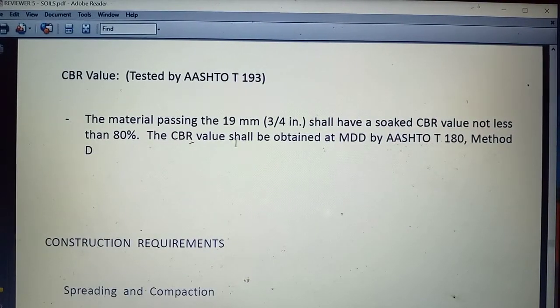So, this is the CBR value. So, the material passing the 19 mm or 3/4 inch, okay, this is the size of the sieve. Okay, so the CBR value shall not be less than 80%. So, it should be a minimum of 80%. Then, the CBR value at MDD is by AASHTO T180 method D. Okay.